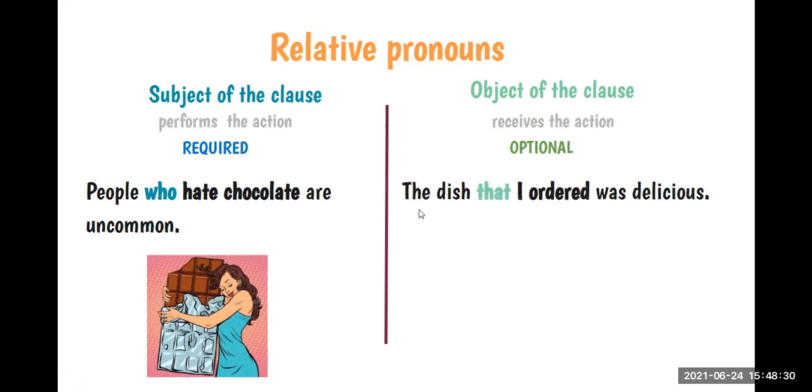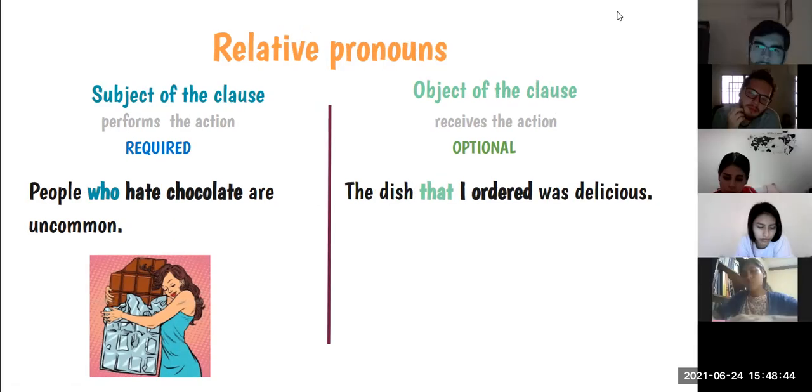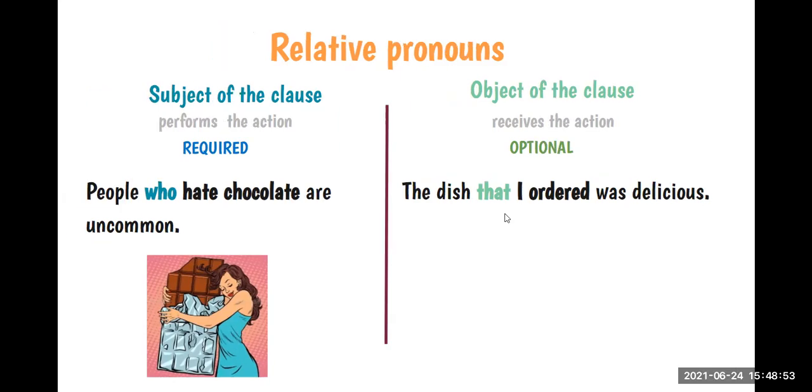The dish that I ordered was delicious. Ok. Quiero que me digan quién es el sujeto de esta oración. ¿Quién realiza la acción? ¿Quién realiza la acción aquí? Me, right? I order. ¿Ok? Yo ordeno la comida o yo ordené la comida. Entonces, este es el sujeto y este es el verbo.